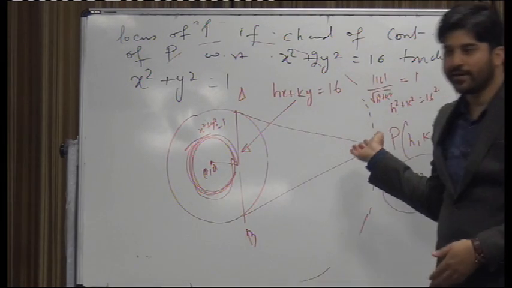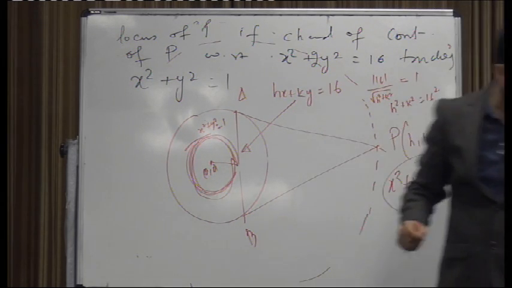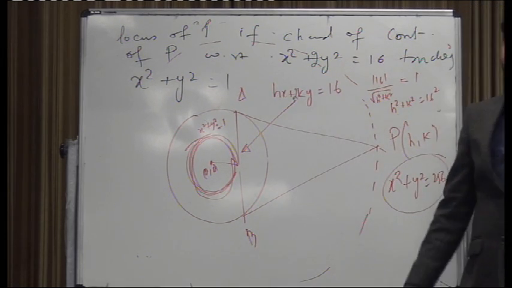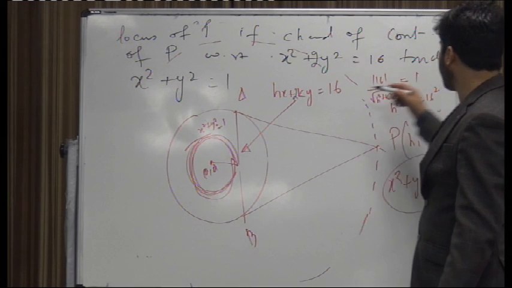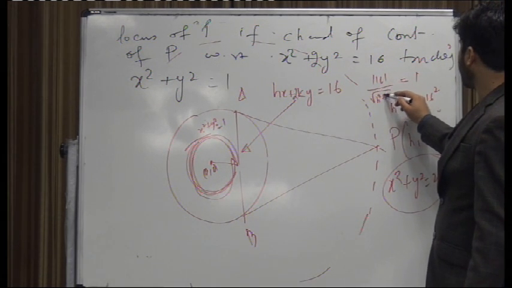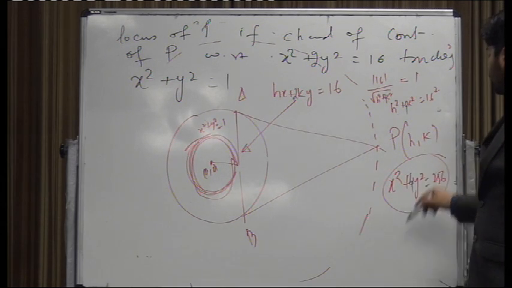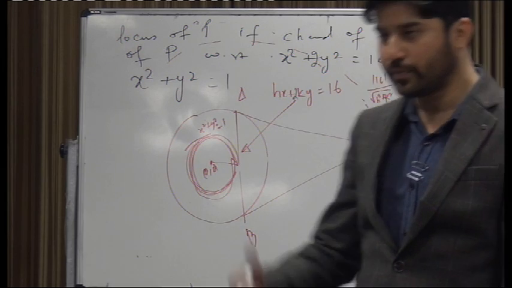P would be my h comma k. So this would become hx plus ky is equal to 16. And then again this is circle touching it. So I'll just make this as 4k square. So it would turn out to be x square plus 4y square is equal to 256, which would be ellipse.